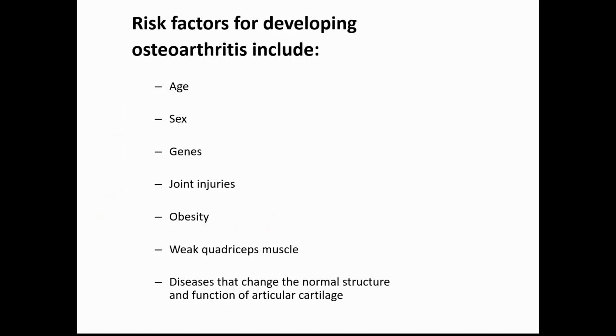Risk factors for developing osteoarthritis include age, sex or gender more specifically. This happens more commonly in males because they tend to be a little stupider about the things that they do with their bodies. Genetics, injuries, obesity. Everybody knows that the cardiovascular system really takes a pounding with obesity, but the lower limb joints take a tremendous amount of strain from carrying all that extra weight. Having weak quadriceps muscles or any kind of disease that's going to change the structure and function of articular cartilage.